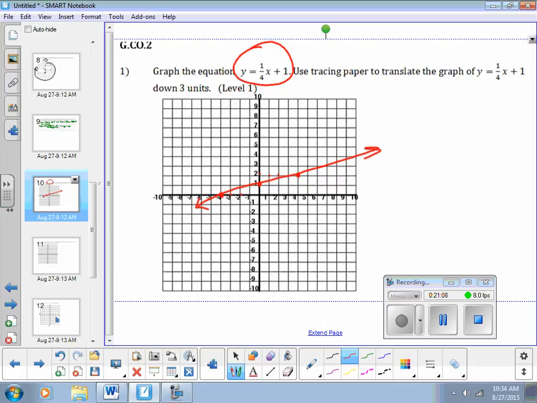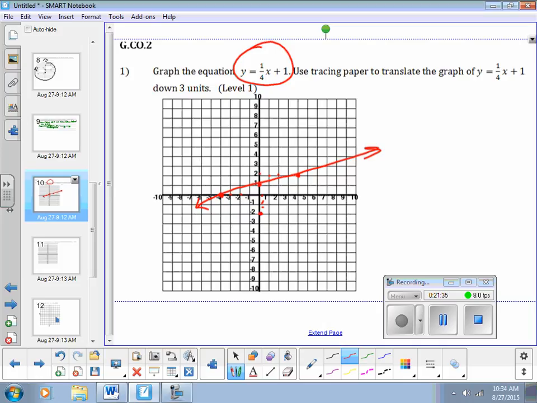Now we look at the directions. It says graph that equation. We've done that, okay? But using tracing paper to translate the graph, that would be the patty paper, but you really don't need the patty paper for this one. Just translate the graph down 3 units. So that means here, this dot, move it down 3.